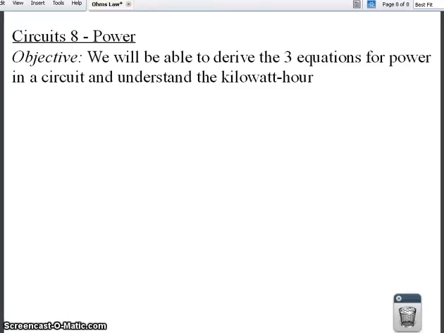Good morning, class, and welcome to this lesson on Circuits 8, Power. Today we will be able to derive the three equations for power in a circuit and understand the kilowatt hour. So we're going to be talking about equations first, and then we're going to be talking about this concept of kilowatt hours here. So power.